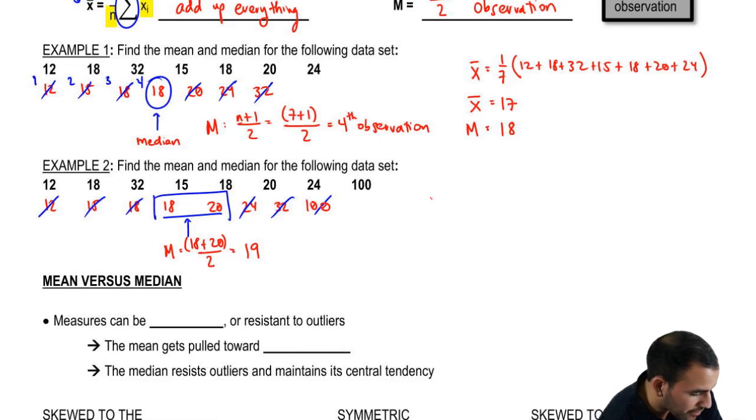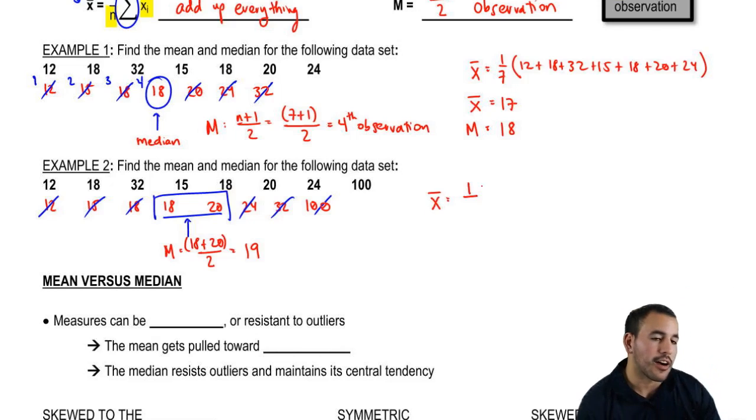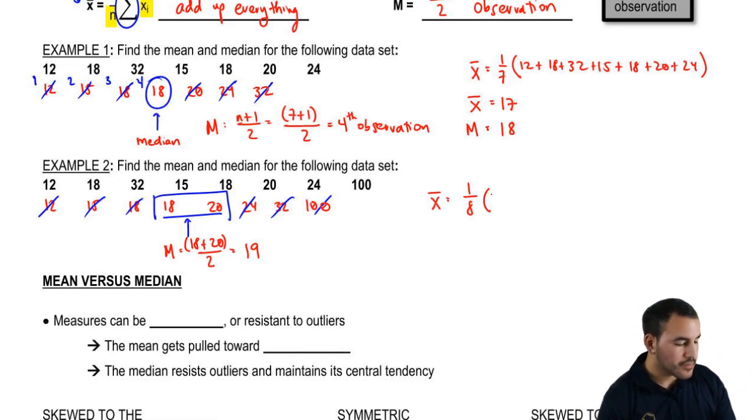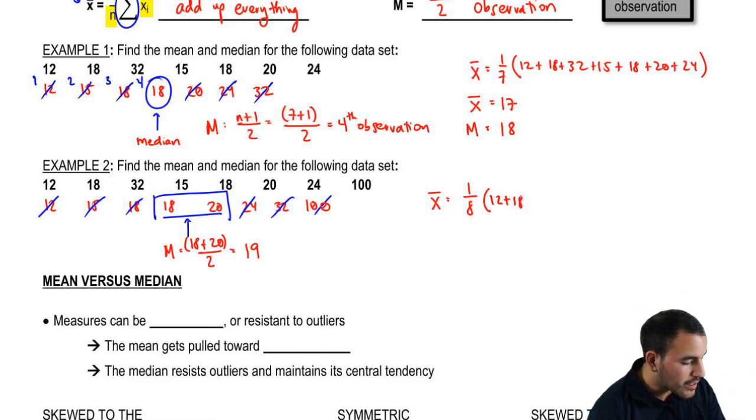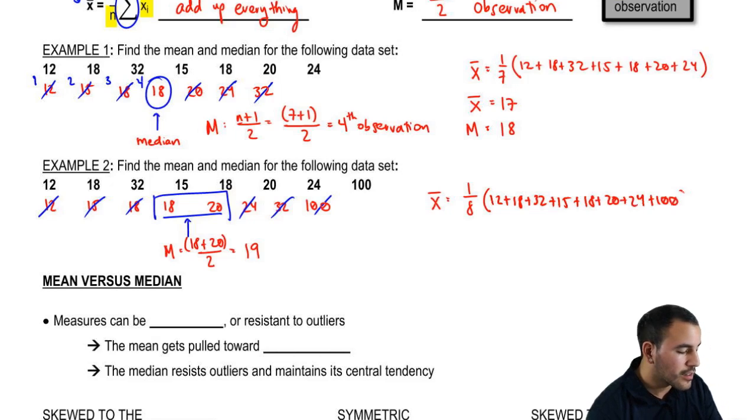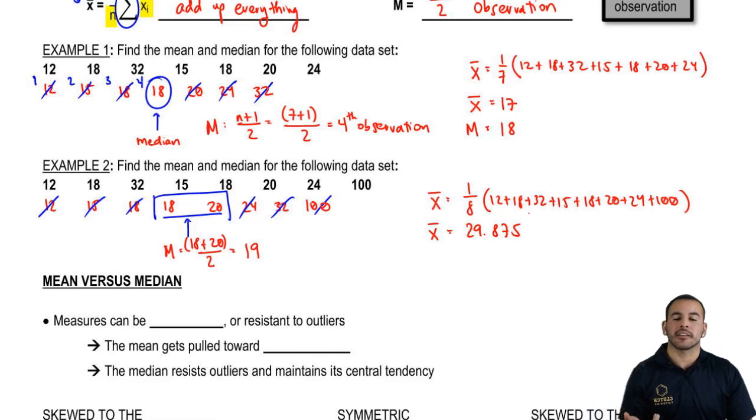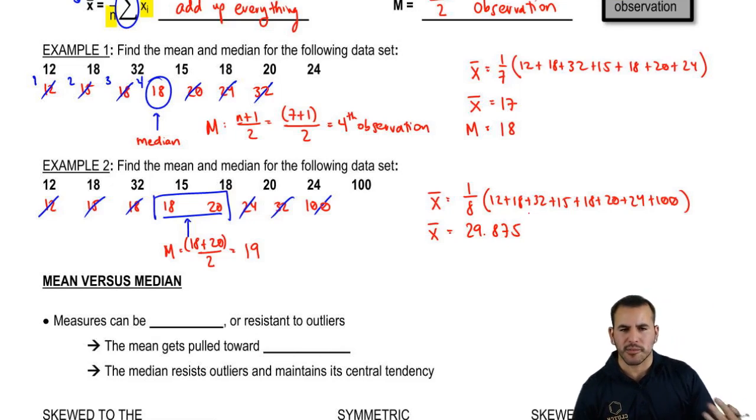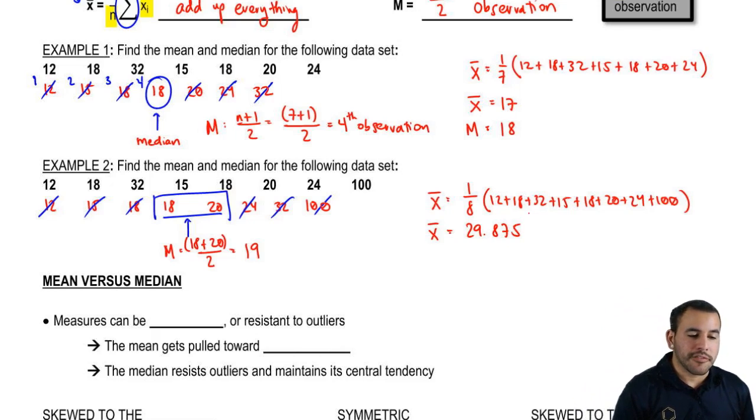Let's go ahead and get the average. So the average, instead of 1 over 7, we have now how many observations? 8, right? So we got 1 over 8 times, and now let's go ahead and add everything up. So we got 12, 18, 32, 15, 18, 20, 24, and 100. So once we do all that, we end up with 29.875. And I go ahead and count these calculations ahead of time so that we save some time. So we get 29.875 is our mean. Our median is 19.